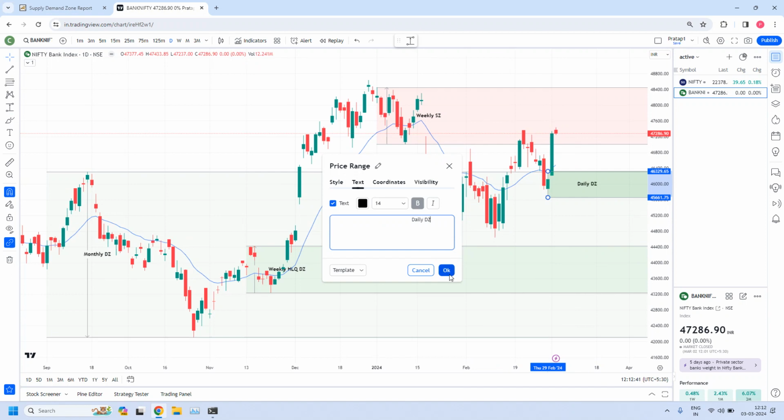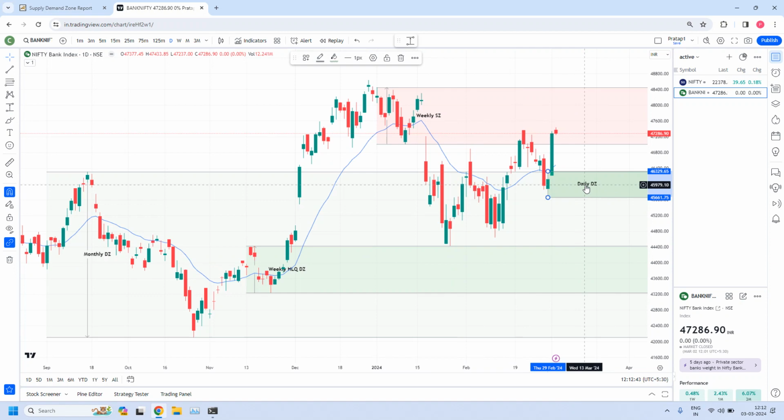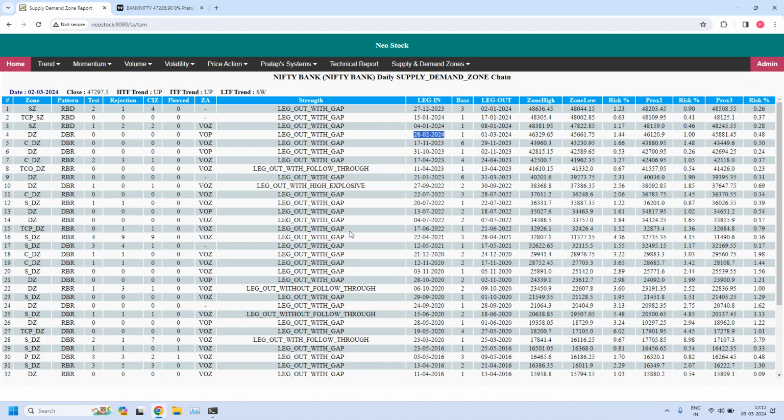Because of these names, usually you will understand whether this is a high liquidity zone or a normal zone. Let us draw high liquidity zones. From now onwards, high liquidity zones play the major role during this coming week. Maybe prices may go down up to this level.